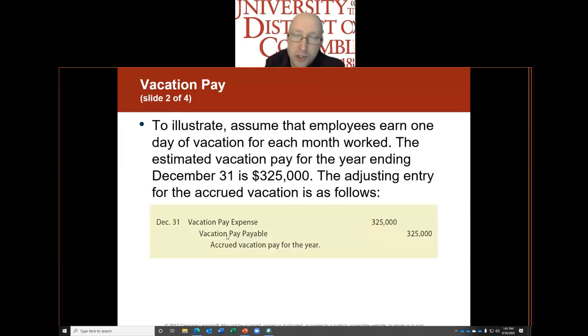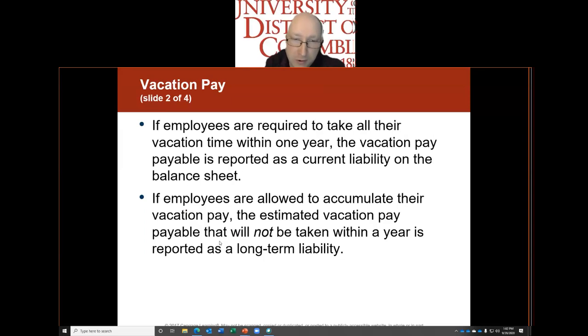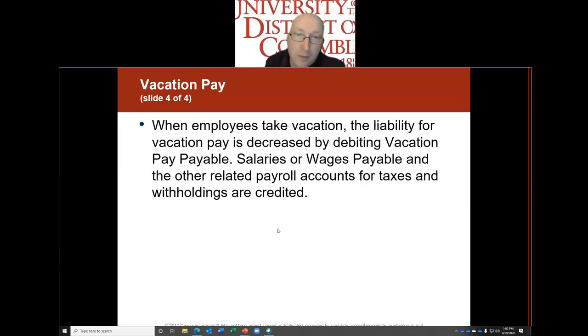And as you know, just like any other payable to your employees, you debit the expense to increase the expense, and you credit your payable to increase your payable. It's the same concept. If employees are required to take vacation within a year, it's paid out through that process.